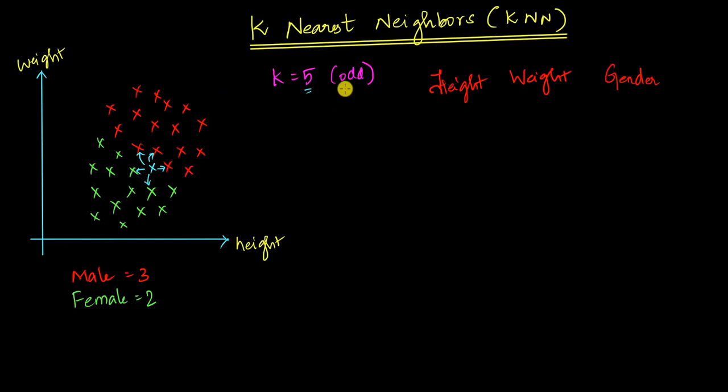And I also told you that we need to take an odd number, right? Suppose we take the k value to be an even number, for example 6, then what happens? There is a good chance that we'll get the same number of male and female points. The male points can be 3 and the female points can also be 3. So in this case, our algorithm may fail to predict whether the given point is male or female since the number of points that we got is the same. That's why we need to stick to the k value as an odd number.